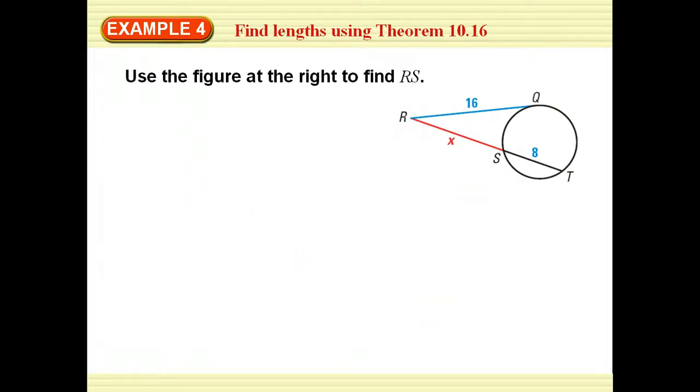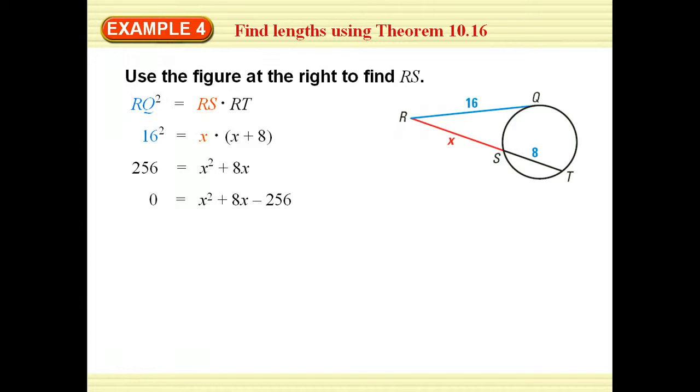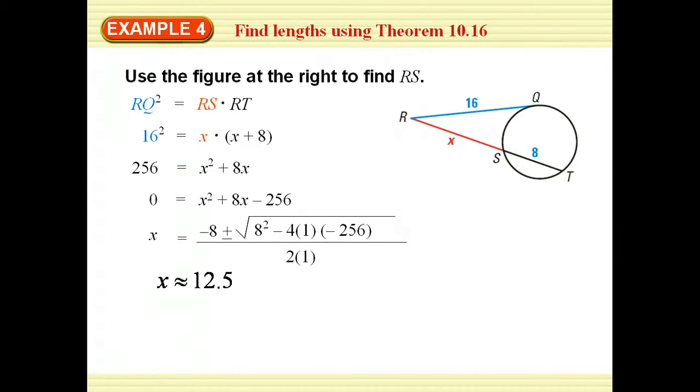So in this one, I have a tangent segment of 16, and I have a secant segment that's made up of x and 8. So my 16 squared is going to have to be x times x plus 8. So that gives me 256 is equal to x squared plus 8x. Since I've got an x squared I can't get rid of, I need to make it equal to 0. Once again, we could factor, we could use the quadratic formula, we could set it equal to y in our calculator. We have several options. If I use the quadratic formula, I come out that x is approximately 12.5. Like I say, you could get that several other ways.